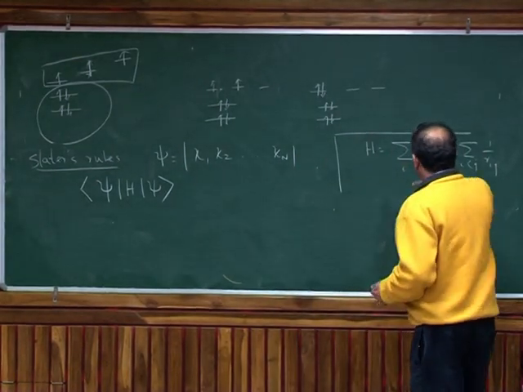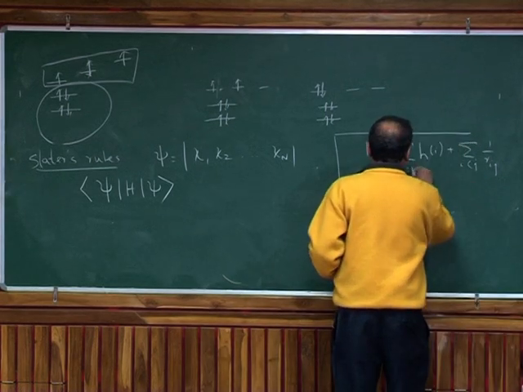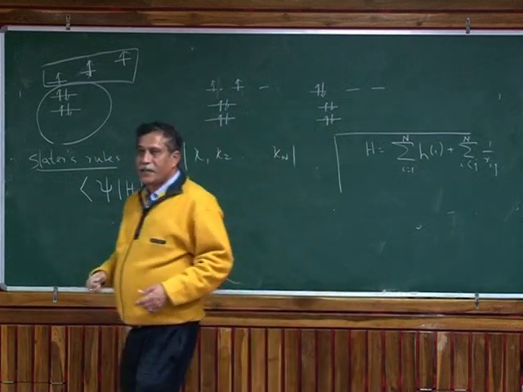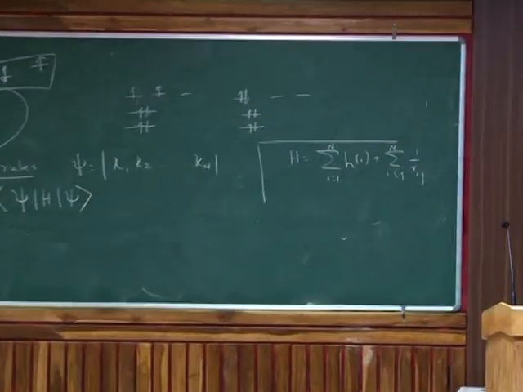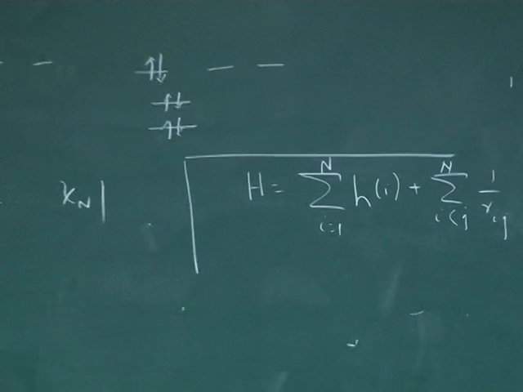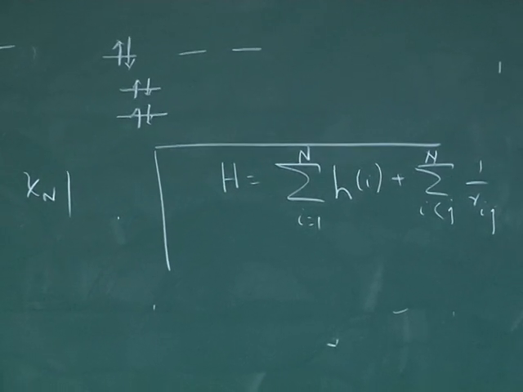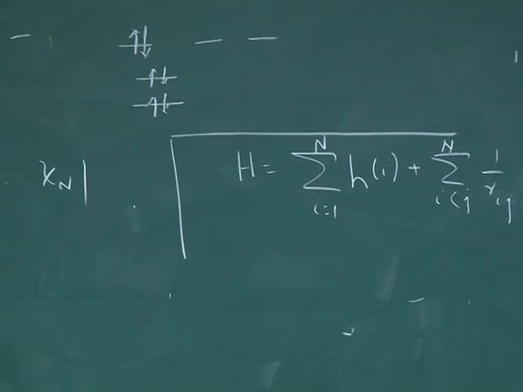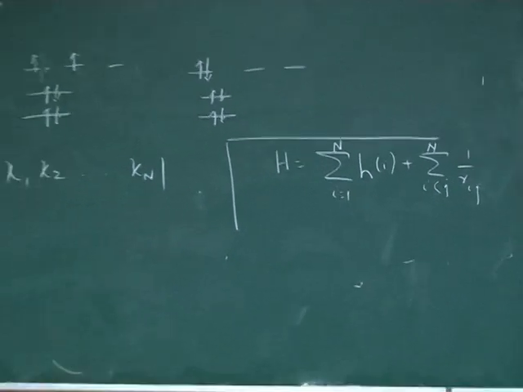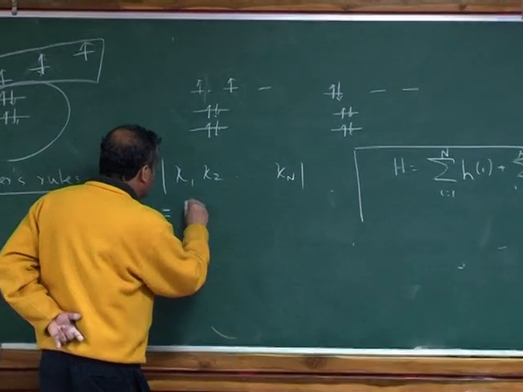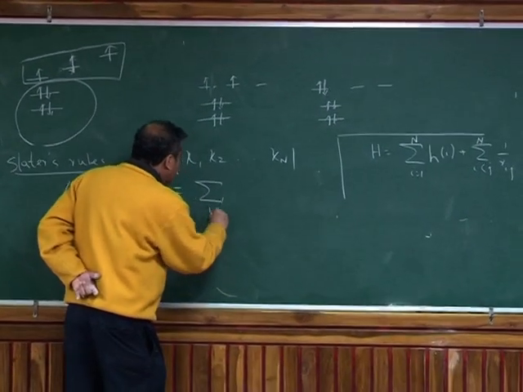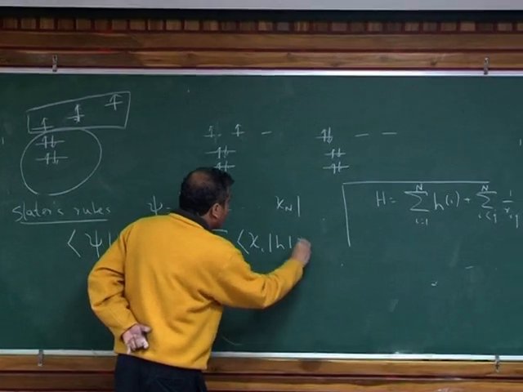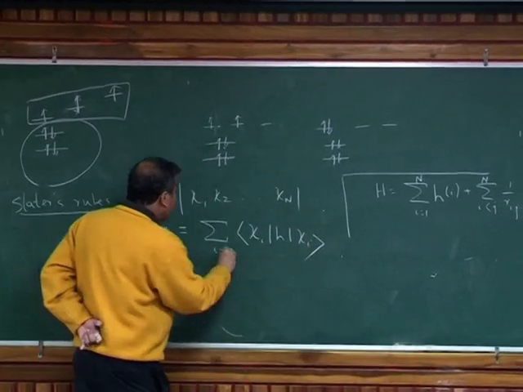So if you remember, this is i equal to 1 to n. This is i less than j, 1 by Rij. The n is the number of electrons in this case. It's not the spin orbitals because they are now referring to the coordinates. So they are the number of electrons in the Hamiltonian. So if I write this determinant, Slater wrote a very simple form. Write this as a sum over i, chi i, h, chi i, where i is now the spin orbital index.